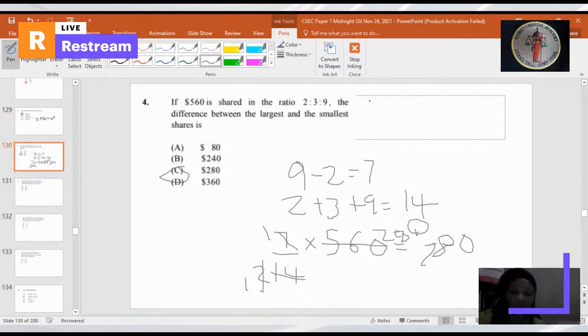And the 9 over 14 times 560. Work it out separately, right? So 14 into 560 goes 40. So 9 times 40, that's 360.